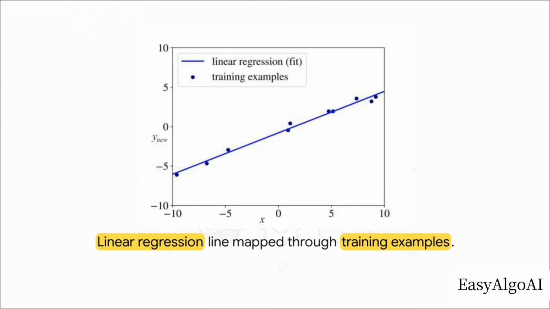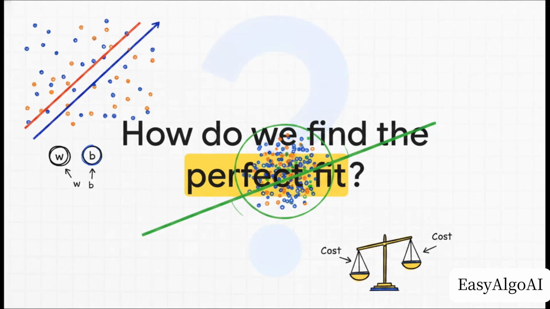Notice how the line doesn't perfectly touch every single dot. Instead, it strikes a balance. It's drawn to stay as close to all the dots as possible. This single line is what we're going to use to predict the target for any new, completely unseen data we encounter down the road. But this raises a really fascinating question.